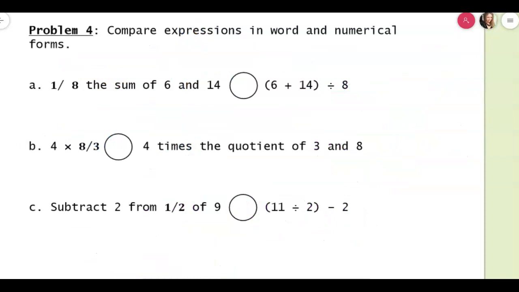All right, problem 4 is going to have us compare expressions in word and numerical forms, and then we're going to, in the circle, write which one's bigger using the open alligator mouth or an equal sign. So let's go ahead and look at A. It says 1/8 the sum of 6 and 14. Well, let me just start by figuring out, what is the sum of 6 and 14? Well, that's 20. I know that.